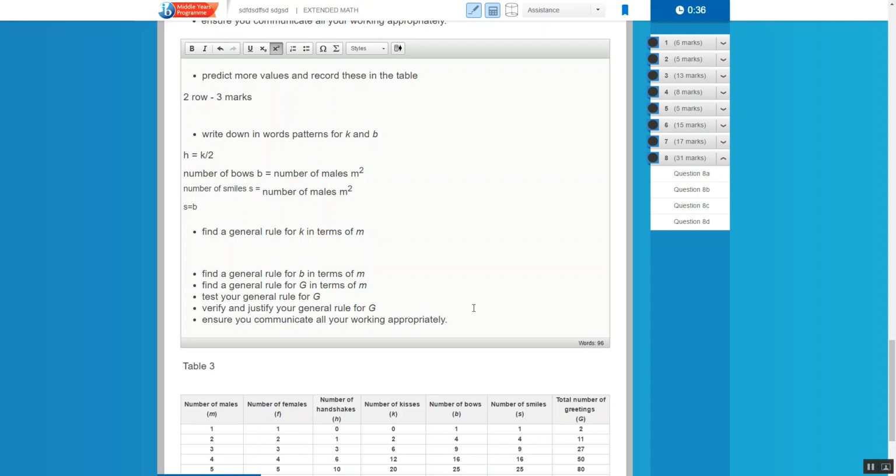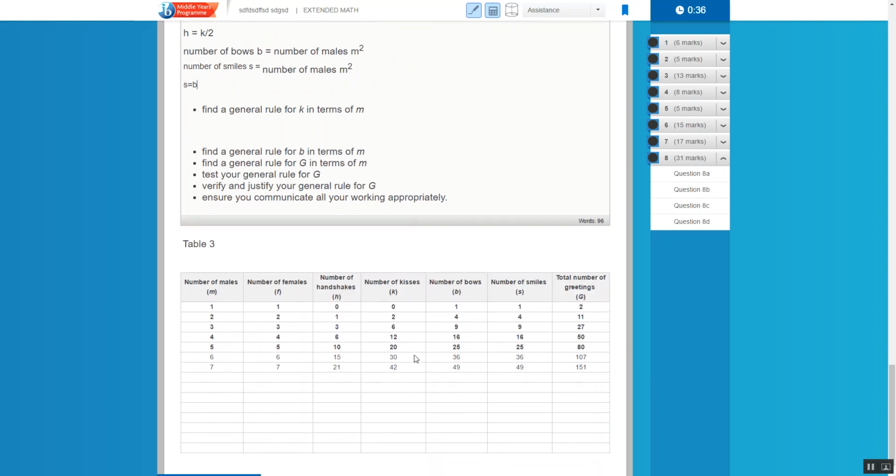We also want to try and find a rule connecting these number of kisses, so connecting k in terms of m. Again, this is your quadratic sequence. It's nothing different. I've got a piece of paper here, so I've got 0, 2, 6, 12, 20, 30, 42. So that's going up.